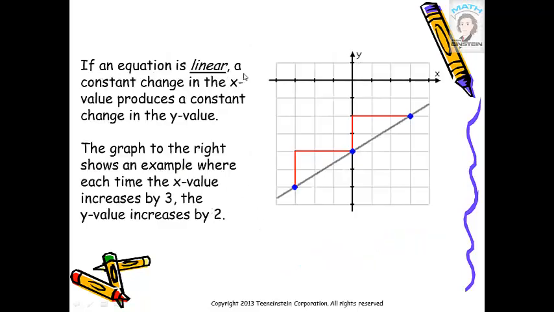An equation is linear because there is a constant change. The change is always constant, so we call it linear. So our rate of change is always constant. In this graph, when there is a change in x, there is a corresponding change in y. When x increases by 3, y increases by 2.